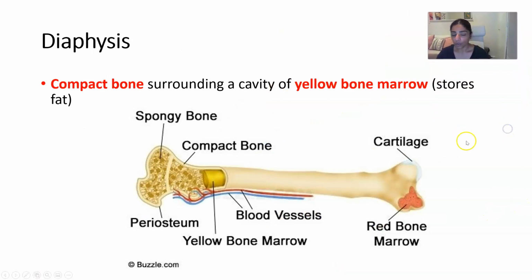So first of all, we're going to be looking at the diaphysis. So that is the long shaft of the bone. So this is this long region here. And we can see that the diaphysis is made up of compact bone. So that's this material here. And it surrounds the yellow bone marrow. And the reason why this bone marrow is yellow is because it stores fat.